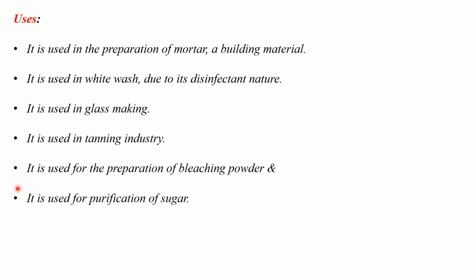Following are the uses of calcium hydroxide. Calcium hydroxide is used in the preparation of mortar, which is a building material. It is used in whitewashing because of its disinfectant nature. It is used in glass making and in the tanning industry. Calcium hydroxide is used for the preparation of bleaching powder and also for purification of sugar.